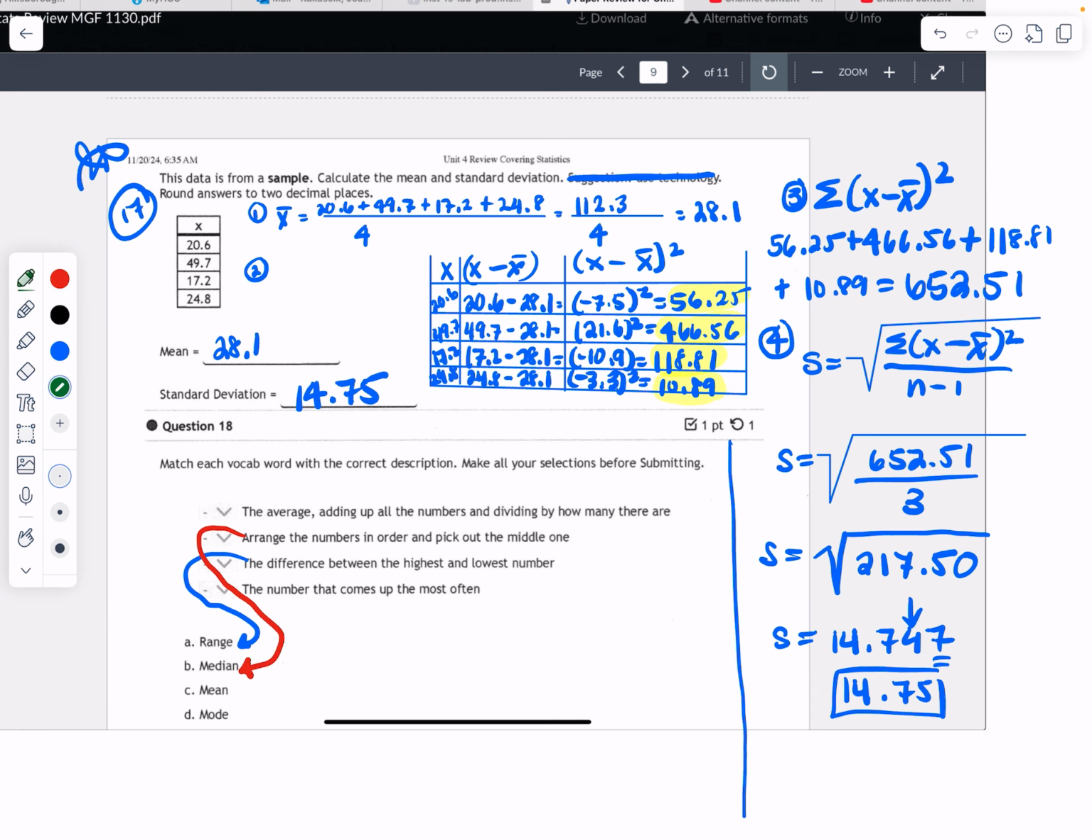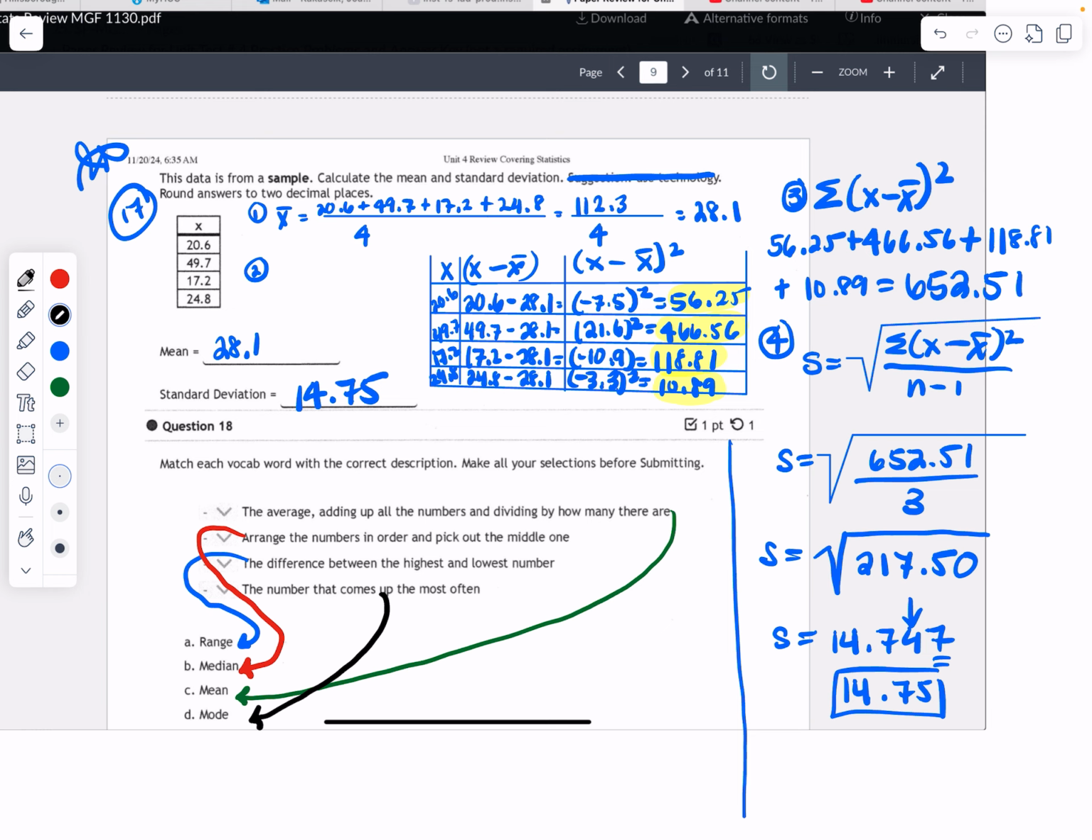Okay. Let's look at the next one. Mean. Mean is the average. Adding up all the numbers and dividing by how many there are is the mean. And finally, the mode is the number that comes up the most often, which I'll do in black. So mode is the number that comes up most frequently. Mean is add up all the scores, divide by the number of scores.